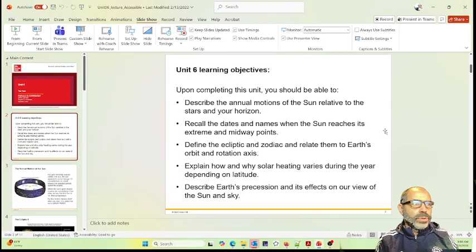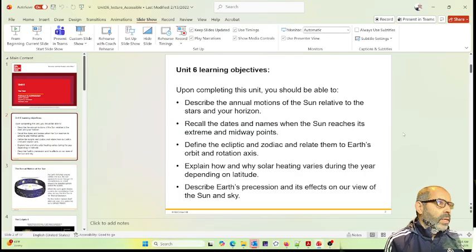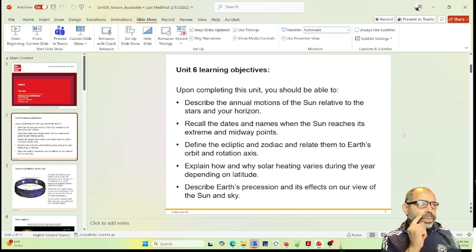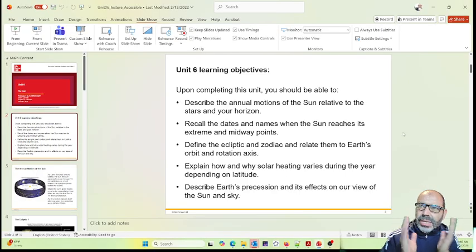So we know that the Earth is the one that is going around the sun, so it's not the other way around. Anyway, we will talk about the annual motion of the sun relative to the stars, because it appears to change position. And then we recall the dates and names when the sun reached extreme points in its journey around the Earth. Obviously, I'm saying that this is an apparent motion, not a real motion, okay?